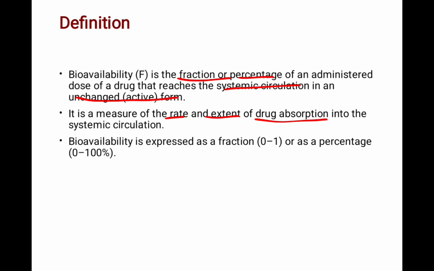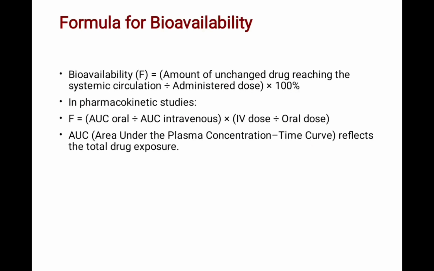This bioavailability is expressed as a fraction or as a percentage. So as a fraction, it will be between 0 to 1, with 1 being 100% bioavailability and 0 being 0 bioavailability. You can have values like 0.9, 0.5, 0.45 and the like. So what is the formula for bioavailability? Bioavailability is the amount of unchanged drug reaching systemic circulation divided by the administered dose multiplied by 100%. So the bioavailability is expressed in percentage.